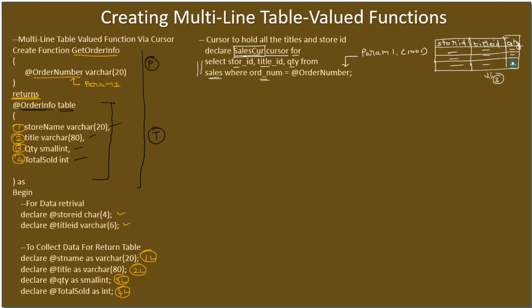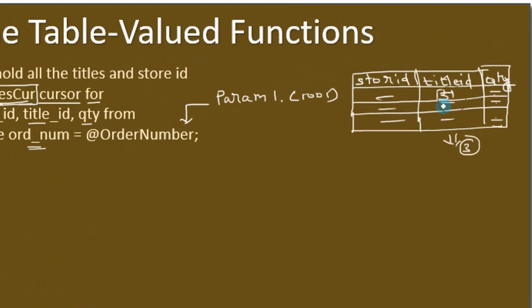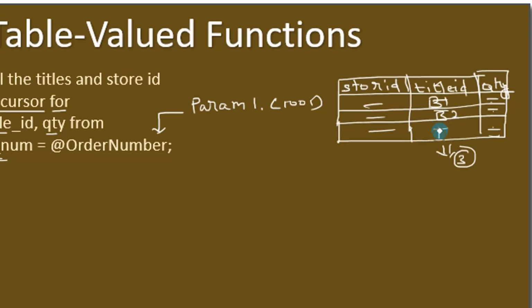And we have the quantity ordered for this. Let's state that this is book 1, book 2, book 3, right? And there are some quantities, let's state 10, 20 and 30. And there is a store ID also. The store ID can be the same or it can be different as well, right? So the order is placed here, or we retrieved the titles ordered under the order number 1001.